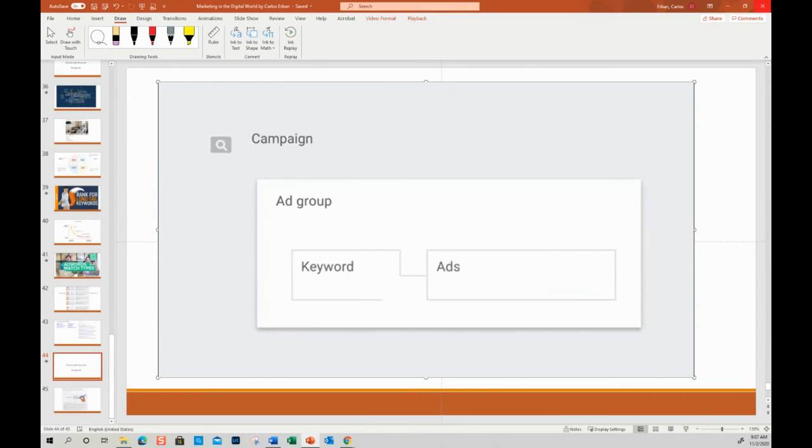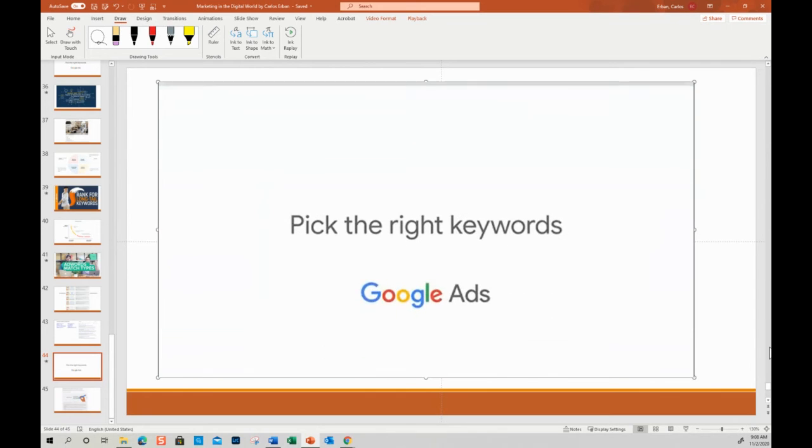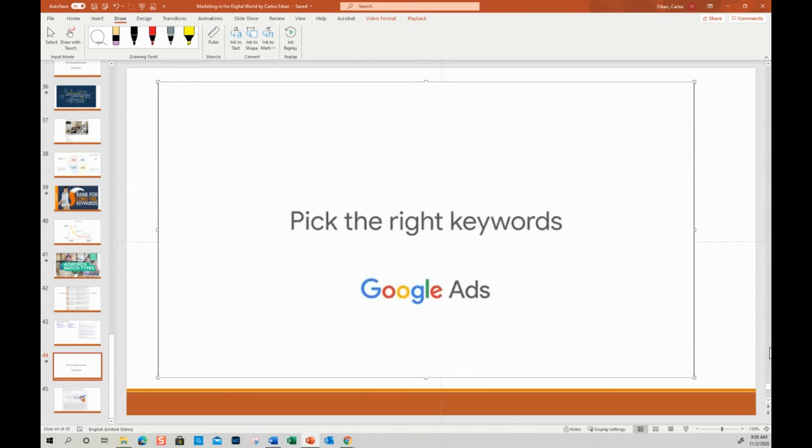An ad group is just a collection of keywords and their ads. Going back to our flower shop example, you might have a campaign for flowers and an ad group for each flower type. In this video, we'll show you how to pick the right keywords. But before we jump in, let's go over what they are and how they work with people's searches.